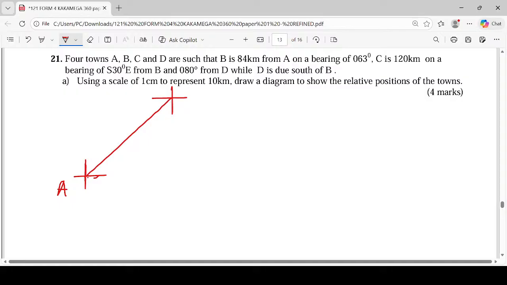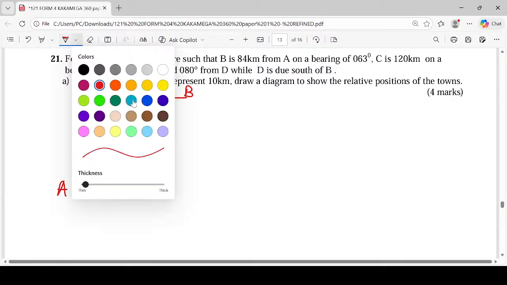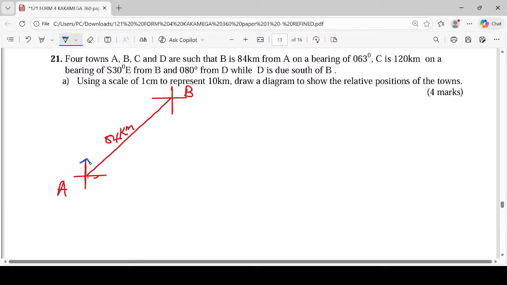So this is our town B, 84 kilometers, and you ensure the angle from the north in that direction is 63 degrees. That's how you locate B. Now make sure you use this scale. So 84 kilometers is just like saying 8.4 centimeters. After locating B, C is 120 kilometers on a bearing of south 30 degrees east from B.